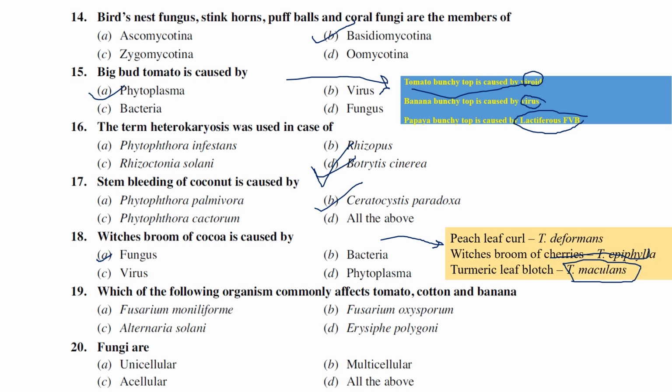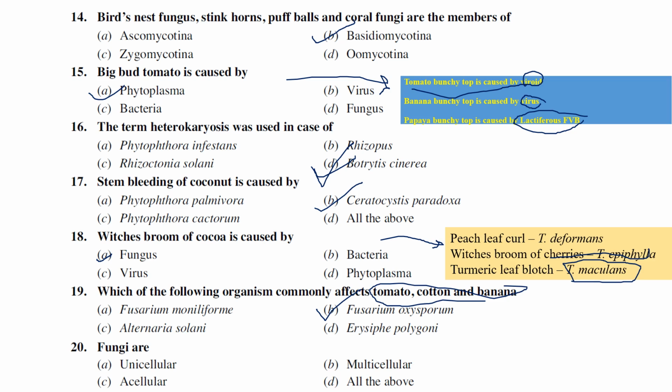pathogen. Which of the following organisms commonly affects tomato, cotton and banana? Fusarium moniliforme, Fusarium oxysporum, Alternaria solani, Erythropholigon. Yes, it is related to Fusarium solani. It causes tomato anthracnose, cotton, banana. So all these are related to Fusarium that can cause diseases in these three crops.